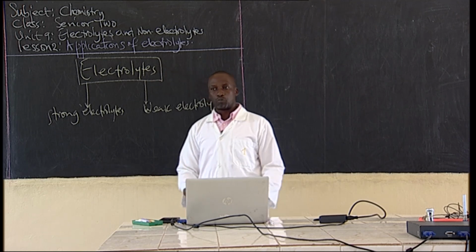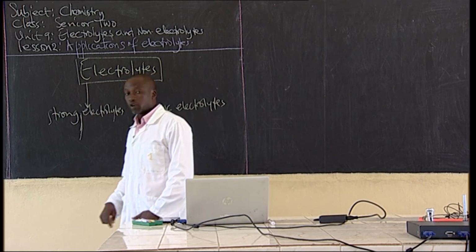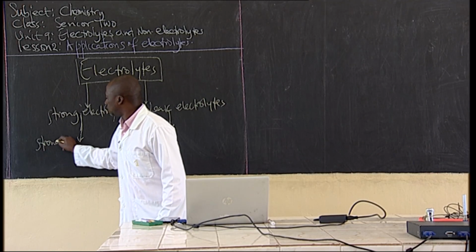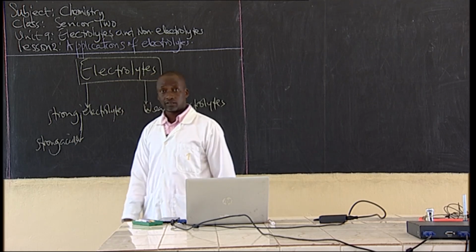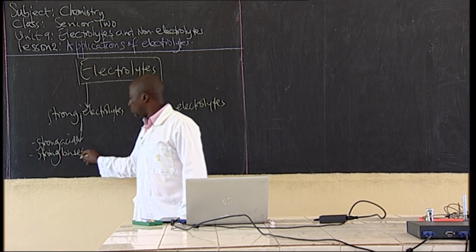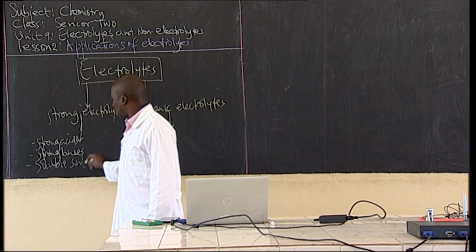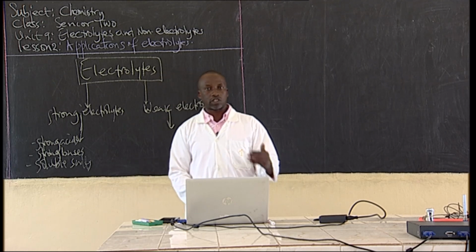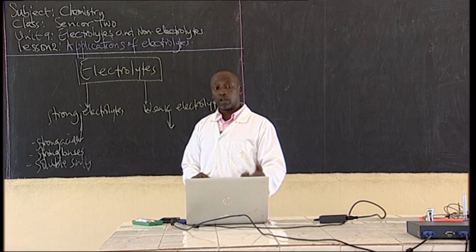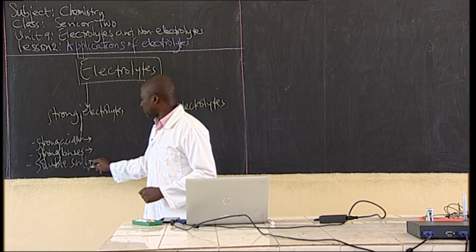Then we gave some examples of these electrolytes. We gave a number of them. Here we had strong acids, strong bases or soluble bases, and soluble salts. Soluble salts are those that can dissolve in water and form ions, and are able to conduct electric current. So you should be able to give a number of examples.